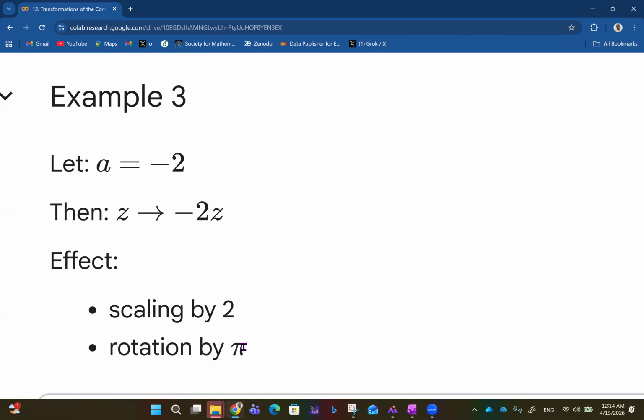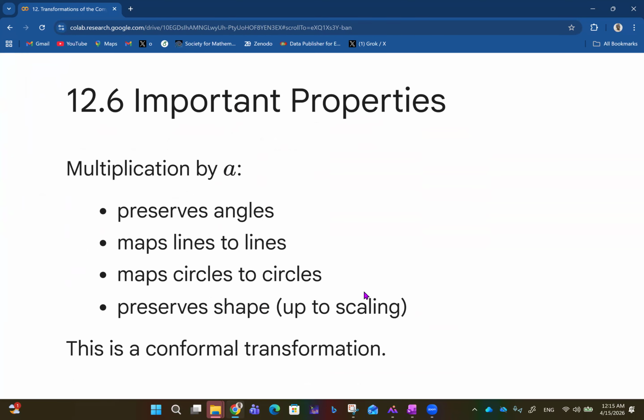And then we can show that here using plots like we have here. Imagine you have this original rectangle now. Then if you scale it by AZ by a factor of 2, you have this rotation in orange color. So we have important properties. First of all, multiplication by A preserves angles, maps lines to lines, maps circles to circles. The angle part goes to the angle, the magnitude part goes to the magnitude, right?